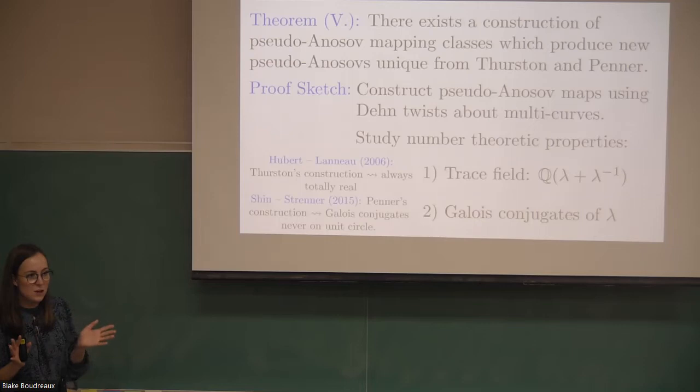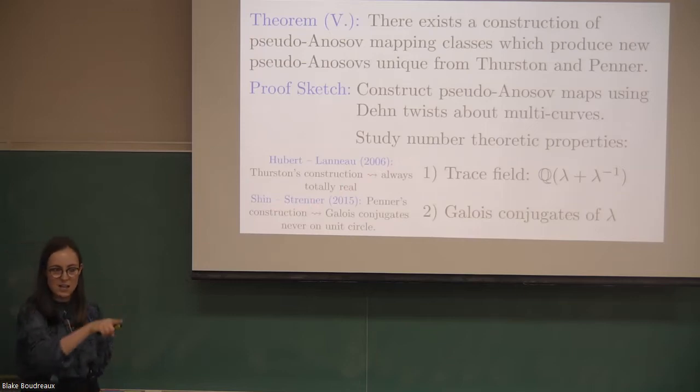And just so you know, the question is still open. We still don't know exactly which real numbers end up arising as stretch factors of pseudo-Anosov maps. And I also want to point out that Shin and Strenner actually constructed maps where all the Galois conjugates lie on the unit circle, except for the stretch factor and its inverse.